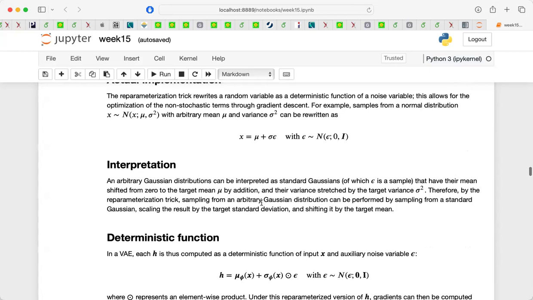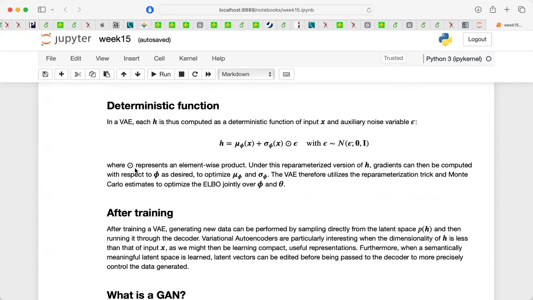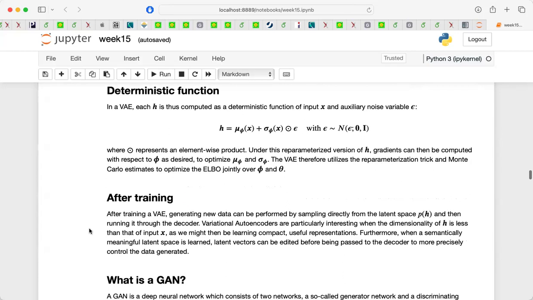And I invite you to take a look at these details, because these are the kind of technicalities which are needed when you're training a variational autoencoder. So after training the variational autoencoder, generating new data can be performed by sampling directly from the latent space. So you have this probability P, which you made a model of, and then run it through the decoder. And variational autoencoders are particularly interesting where the dimensionality of H is less than that of the input X, because then we have something which is actually tractable.